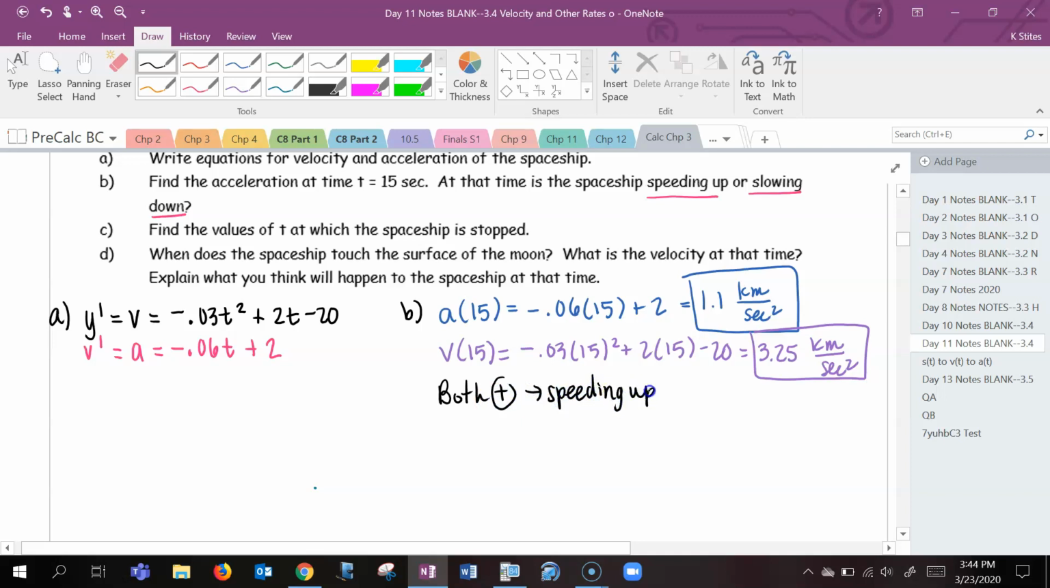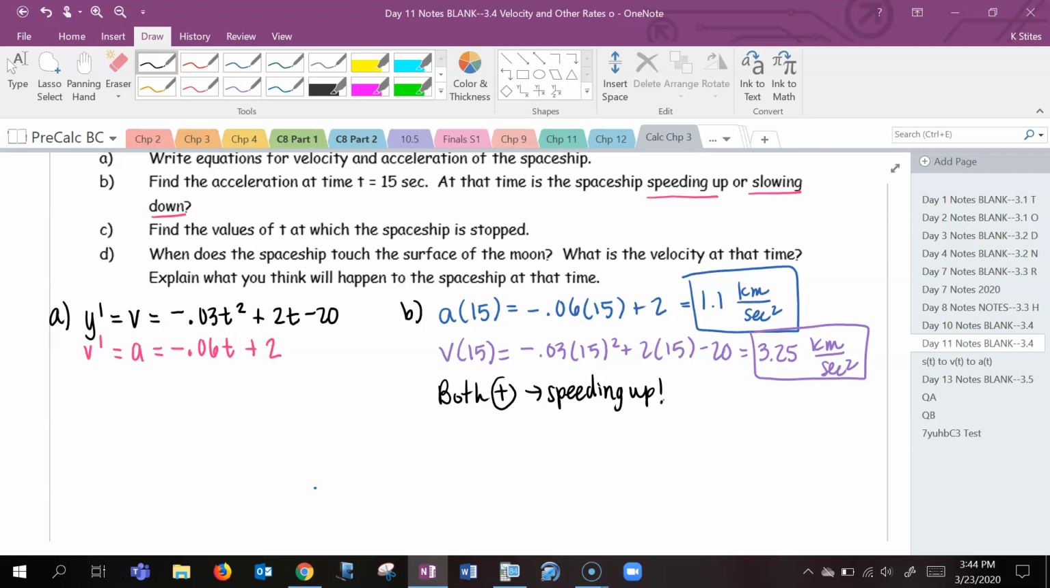If they were both negative, we would still be speeding up. Okay, it's just telling us what direction we're going in. So both positive, that means that the ship itself is going upwards right now, positive velocity, and it's also accelerating upwards. That's why it's speeding up.